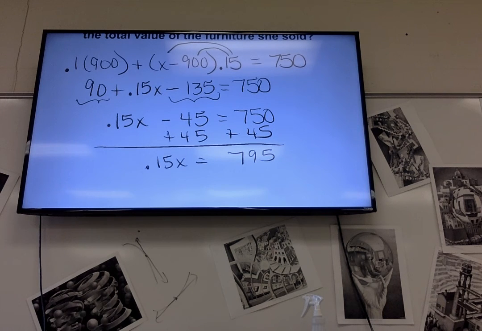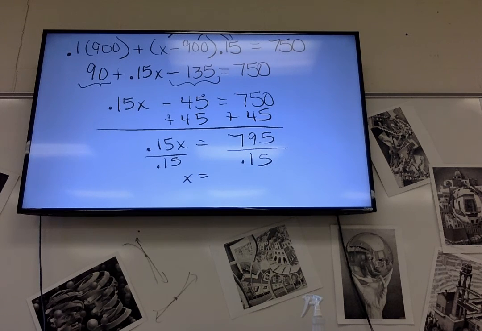And then what? I think you said divide by 0.15. Okay, and you get X equals... Yep. So that's actually how much she sold in furniture. And she made $750.